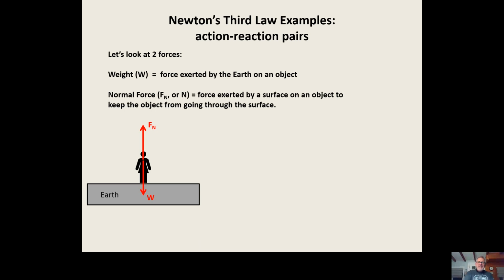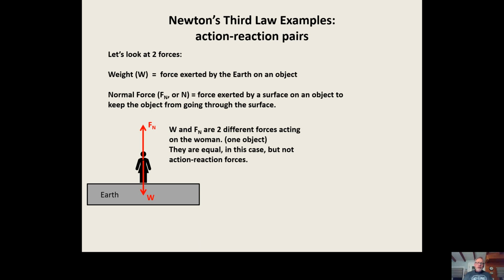What you see on the screen is not the action-reaction pair. The weight and the normal force are two different forces acting on the woman. There's one object, the woman. There's two different forces that are coming from two different places. The normal force is from the surface and the weight is from the earth, right? The surface is pushing up, the earth is pulling down. Those are both acting on the woman. Those are not action-reaction pairs. The woman is standing there. She's not accelerating. Those two forces happen to be equal and opposite, but that does not make them action-reaction pairs.